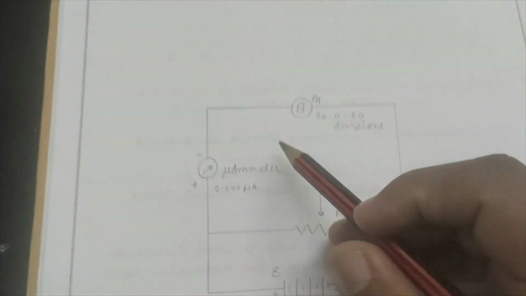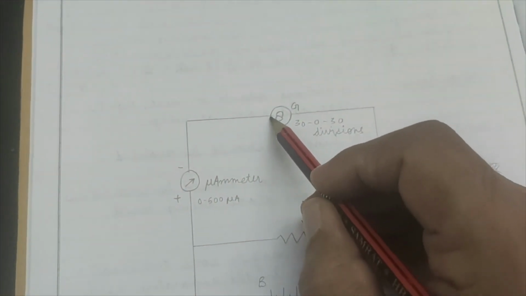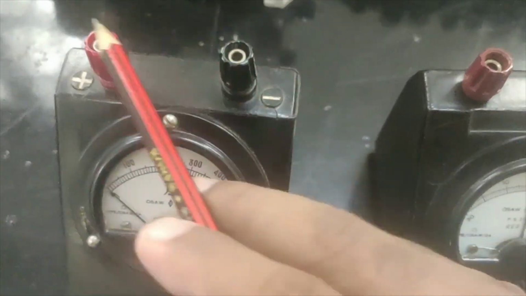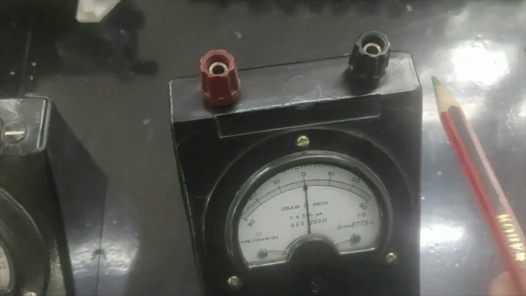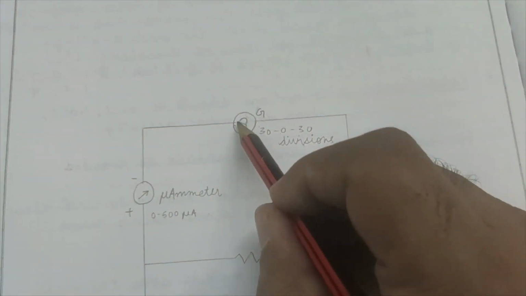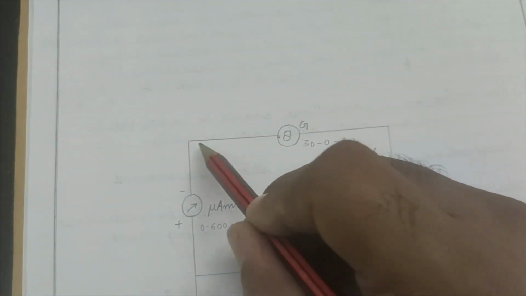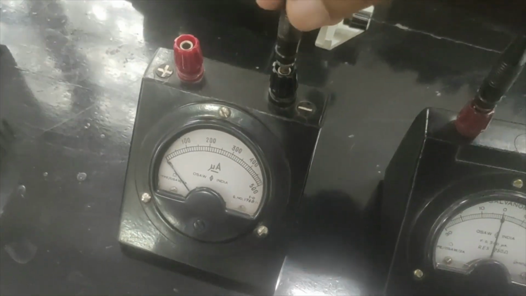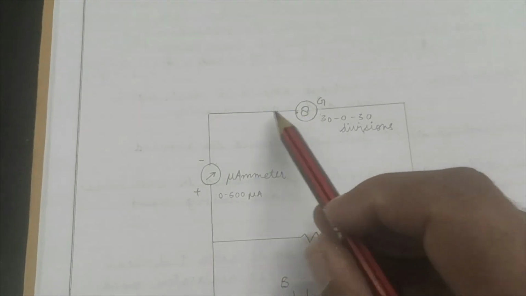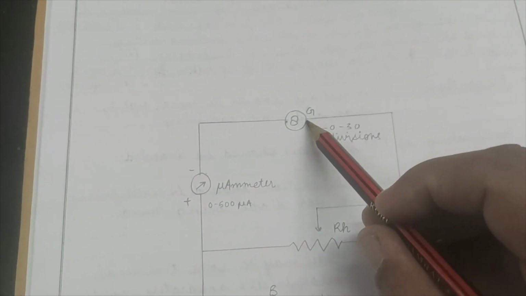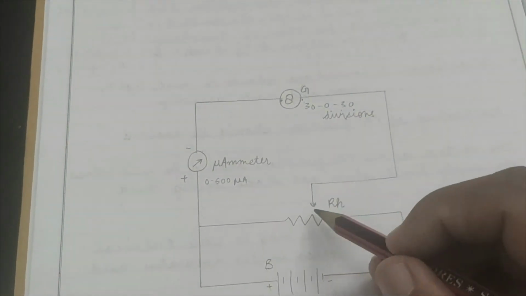First, you can see how to connect the circuit. You choose any terminal. These are the two terminals of the galvanometer, and these are the two terminals of the microammeter, positive and negative. The galvanometer doesn't have positive or negative. It can deflect either this side or this side. So you can choose any terminal of the galvanometer and connect it with the negative of the microammeter. I am choosing this terminal of the galvanometer and connecting it to the negative terminal of the microammeter. Then the other terminal of the galvanometer is going to the rheostat.